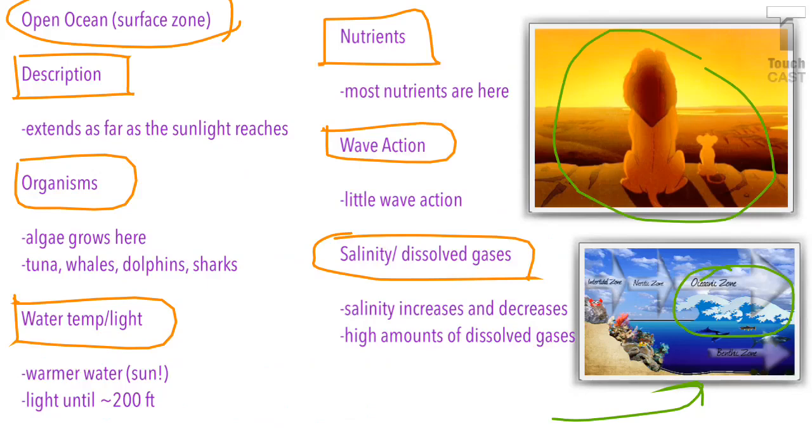Organisms: you've got your algae, you've got your tuna, your whales, your dolphins, your sharks, all those big things that you think of when you think of the ocean. Warmer water because of the sunshine, okay? There's sunshine basically until about 200 feet. Most of the nutrients are there. Very little wave action. The salinity increases and decreases just depending on where it's at. And then there are high amounts of dissolved oxygen. And think about it: big things like whales and dolphins have got to have the air, and you've got your bigger fish that need the dissolved gases too.